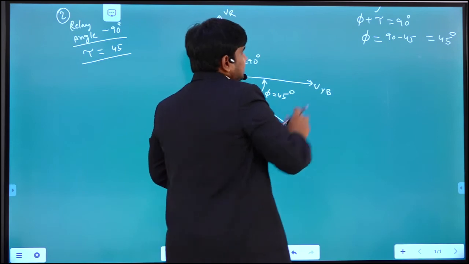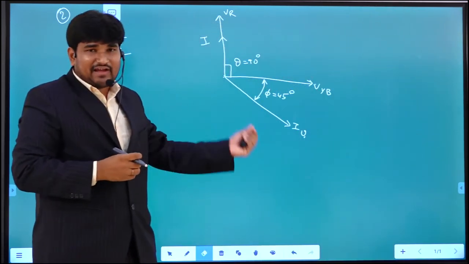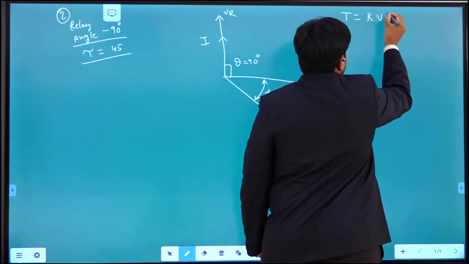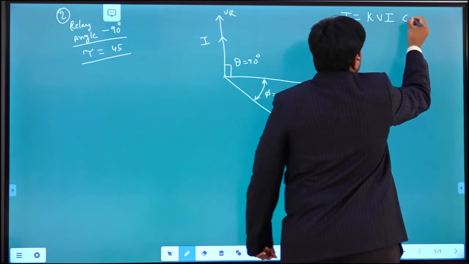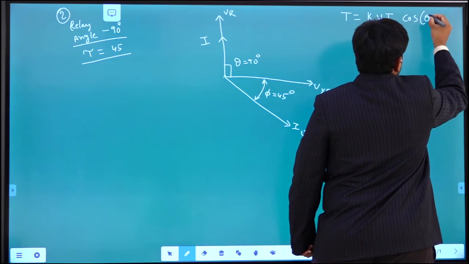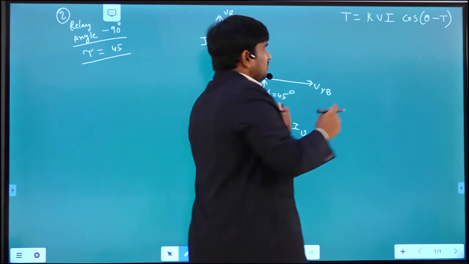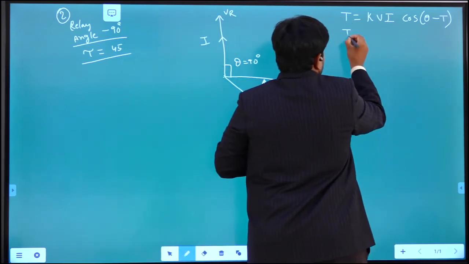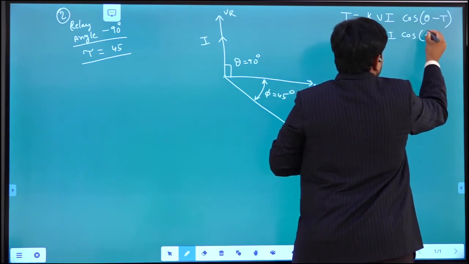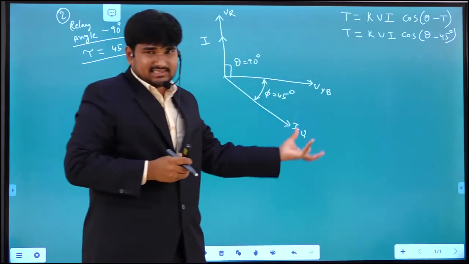So let us discuss case studies corresponding to the power factor angle. The torque is equal to K into V into I of cos of theta minus tau, right? Tau we have achieved, it is 45 degrees. T is equal to K into VI cos of theta minus 45 degrees. Now let us observe each case.